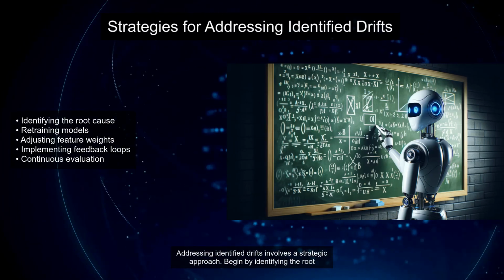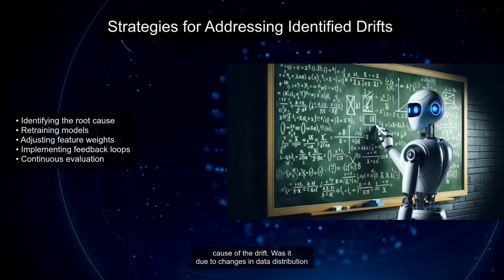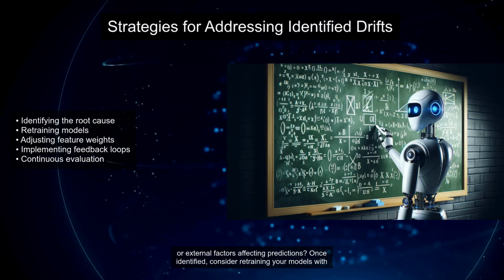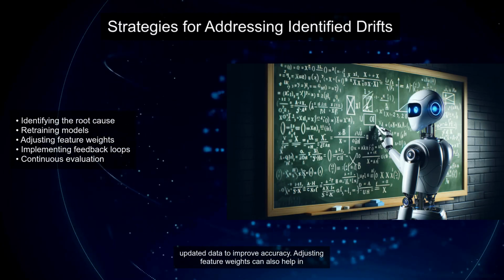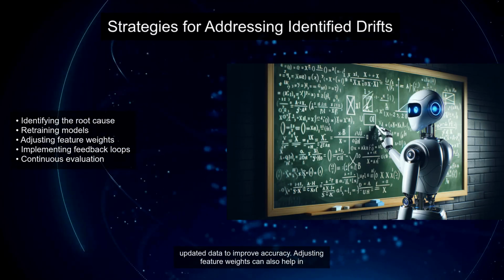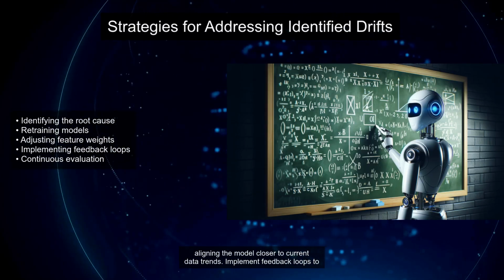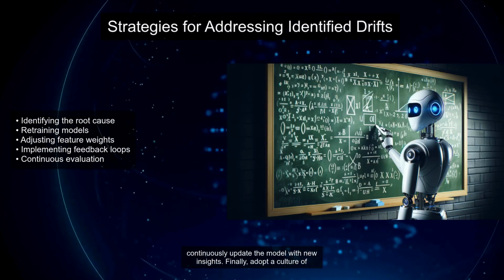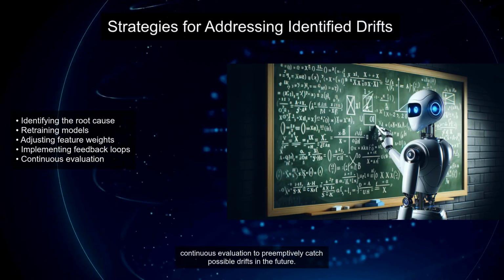Addressing identified drifts involves a strategic approach. Begin by identifying the root cause of the drift. Was it due to changes in data distribution or external factors affecting predictions? Once identified, consider retraining your models with updated data to improve accuracy. Adjusting feature weights can also help in aligning the model closer to current data trends. Implement feedback loops to continuously update the model with new insights. Finally, adopt a culture of continuous evaluation to preemptively catch possible drifts in the future.